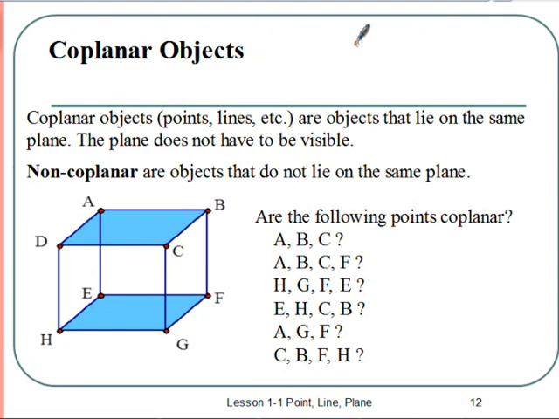Okay, so we're unpaused, and we're going to take a look. Are the following points coplanar? Well, the easy ones, ABC and AGF, are both easy because there are only 3 points there, so those are both yeses. ABCF, can we draw a plane through A, B, C, and then F? The answer to that is no. HGFE, yeah, that's the bottom. That's easy. That's a yes. EHCB, EH, and then CB, you could draw a plane diagonally through the box, so that's a yes. CBFH, CBF, and then all the way over here to H, that one's a no. So hopefully you got yes, no, yes, yes, yes, no.